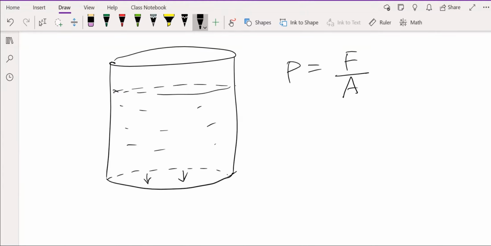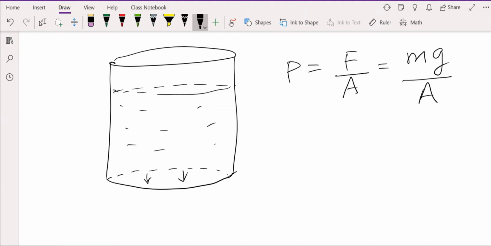Now we got to think about a couple of things. Force. What is force? It's the weight of the water, correct? So force is the weight of the water, which is mg. And area is A. Now what is weight? It is mg. Now what is mass?